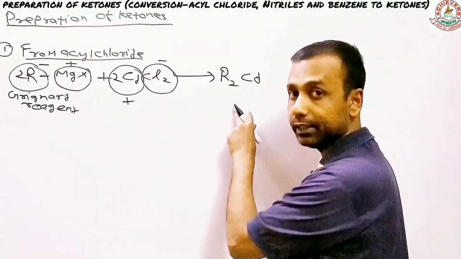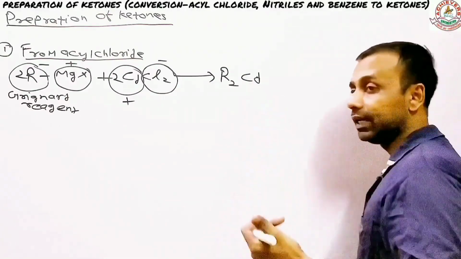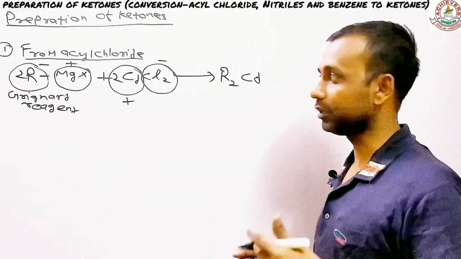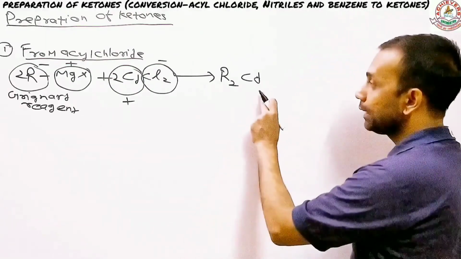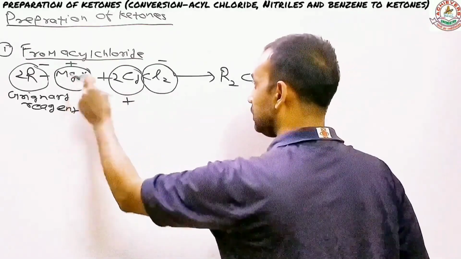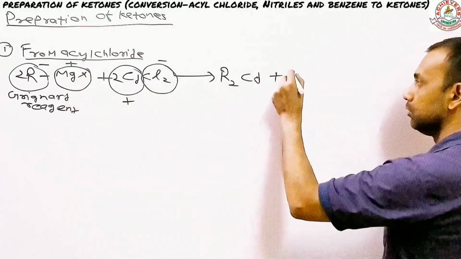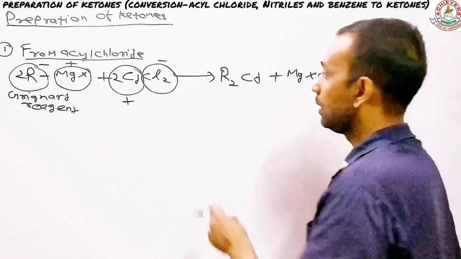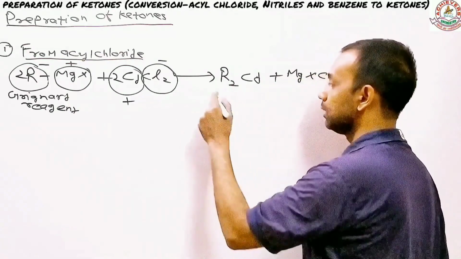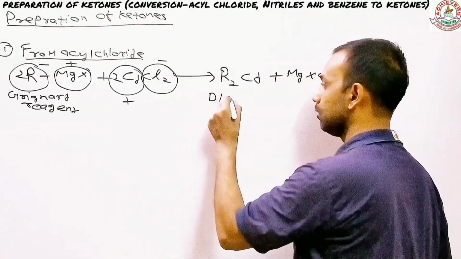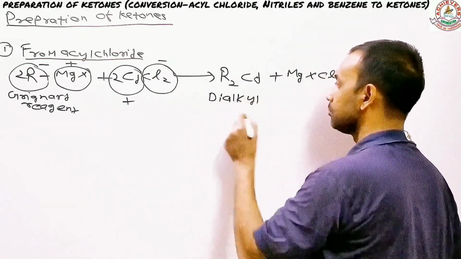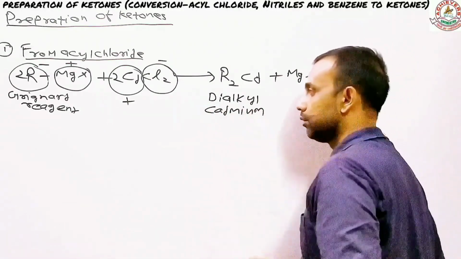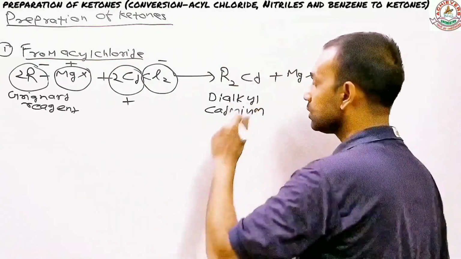Why do I place this 2 right here? Because cadmium has a valency of 2. So probably you do understand how the formula is made. This is not about 12th class, this is something from junior classes. So dialkyl cadmium, and another product is going to be MgXCl2. So in the first step, we have to prepare this dialkyl cadmium. This is called dialkyl cadmium. Right? Now, how is this going to be used?